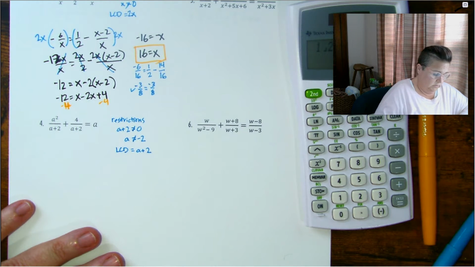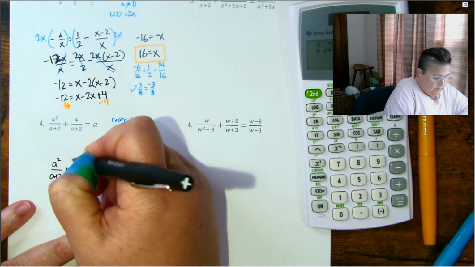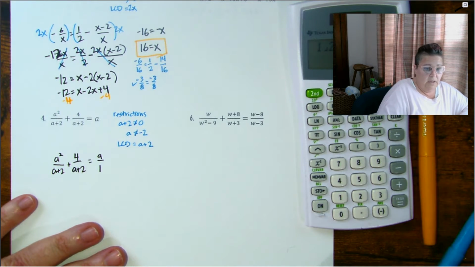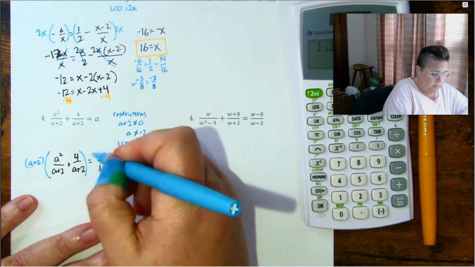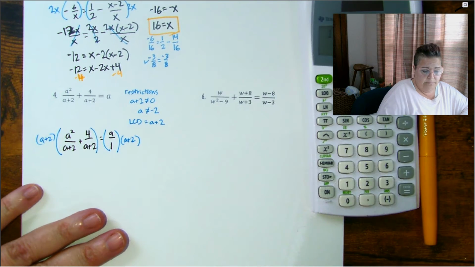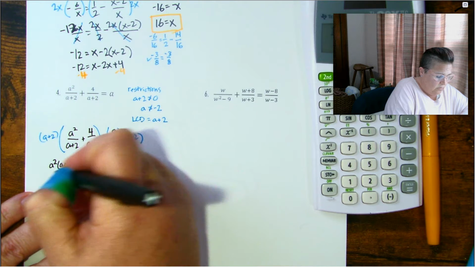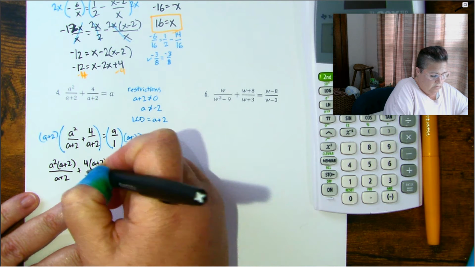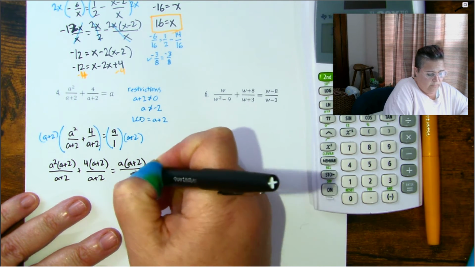So I'm going to take my a squared over a plus 2 plus 4 over a plus 2 is equal to, I'm going to write that as a over 1. I'm going to multiply the left side by a plus 2. I'm going to multiply the right side by a plus 2. So this is going to give me a squared times a plus 2 over a plus 2 plus 4 times a plus 2 over a plus 2 is equal to a times a plus 2 over 1.